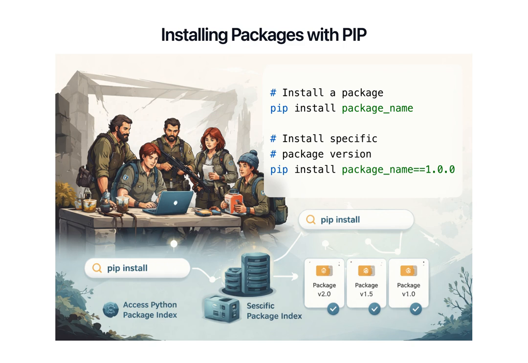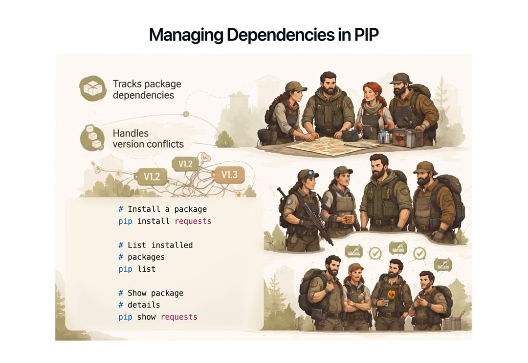To install packages, use the pip install command. Pip accesses the Python Package Index to retrieve libraries, allowing you to specify versions if needed. Pip automatically manages package dependencies, resolving version conflicts to ensure compatibility among libraries used in your project.